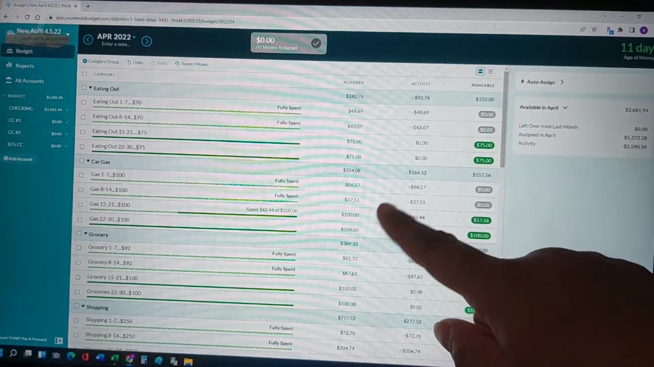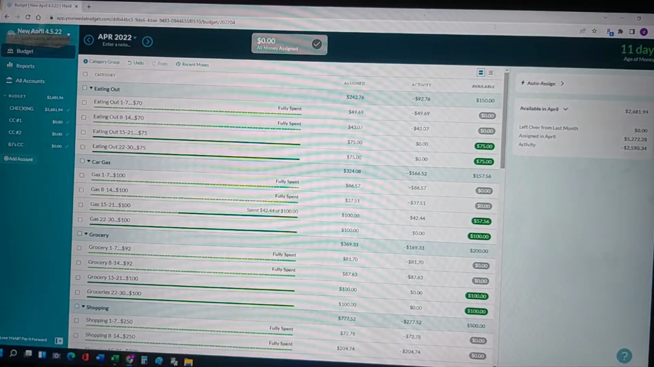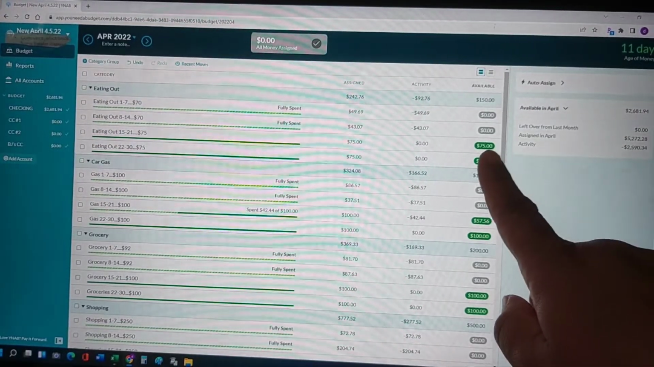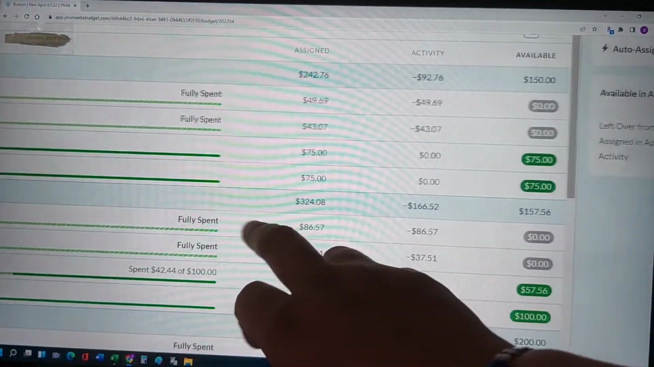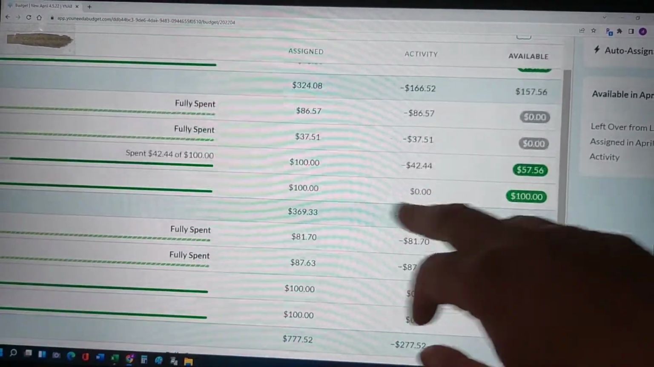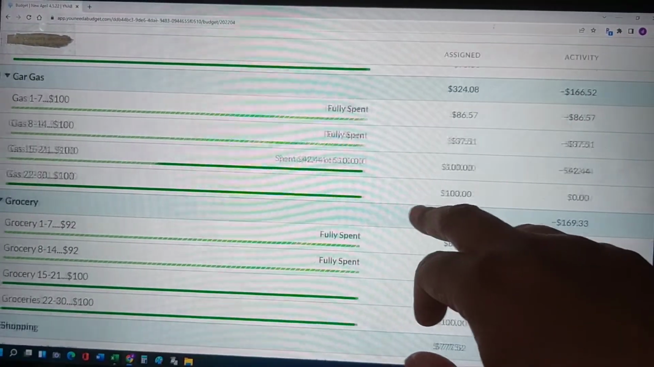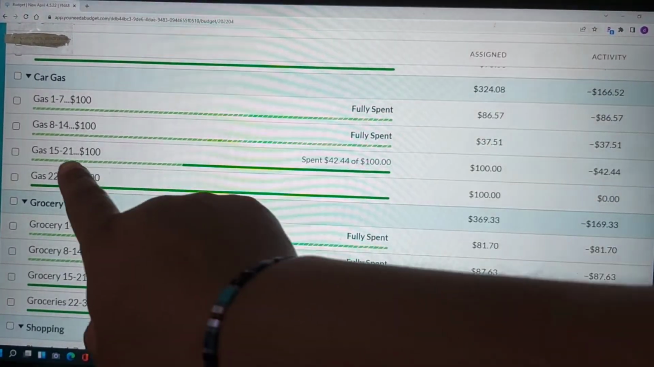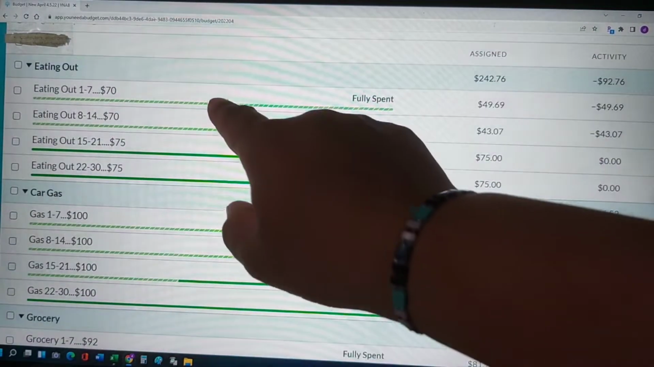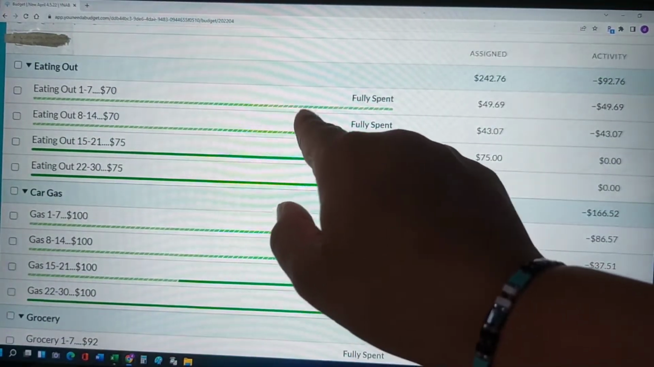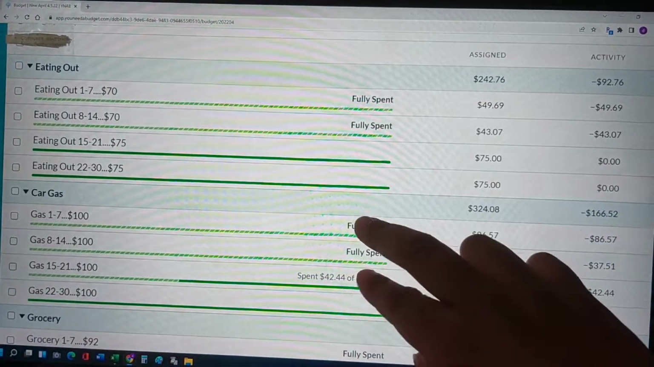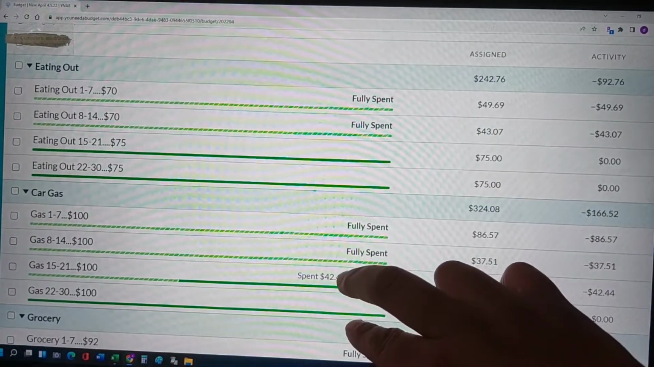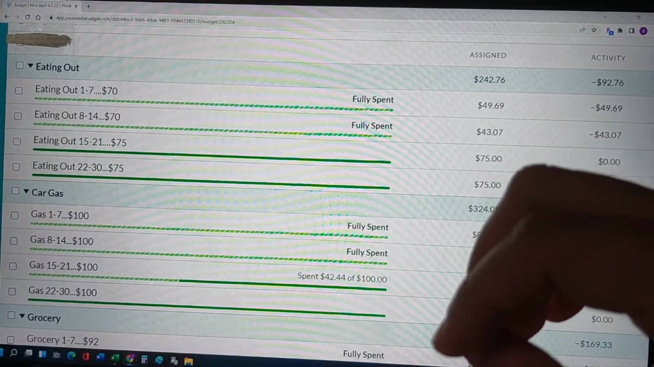When you break it down per category, you're going to see, oh, I only have $75 for eating out. I only have $75 for car gas. Actually, there's a perfect example. With the first two green stripe lines, I've already gotten paid and I've already spent the money. That is from the first paycheck. This is from the first paycheck. This is from the second paycheck, which came out today.